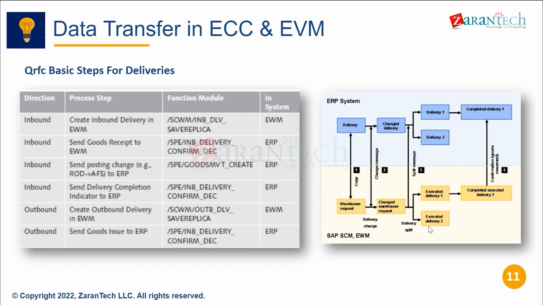Then delivery split: if you have any delivery split options or quantity adjustment in the delivery, that also will be done here, and then the system will automatically create the delivery in the ERP system also, based on the delivery split which you create in the EWM system.